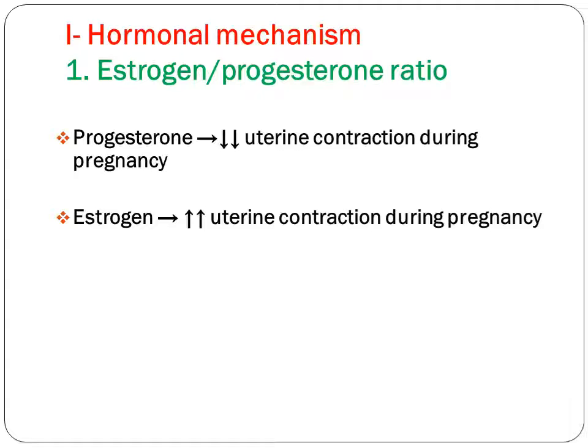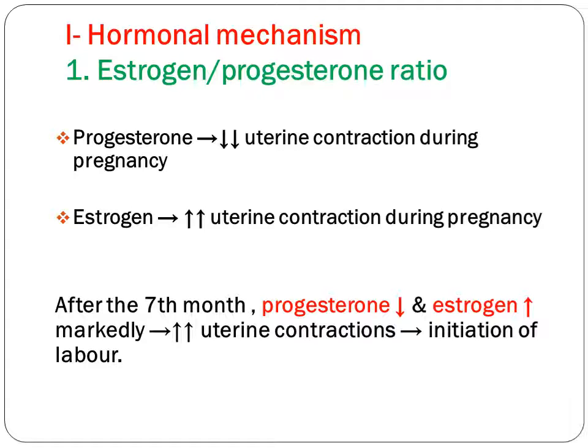We find that by the 7th month of pregnancy, progesterone starts to decrease markedly, while estrogen starts to increase markedly. And this change in the levels of progesterone and estrogen will lead to an increase in the uterine contractions and initiation of labor.